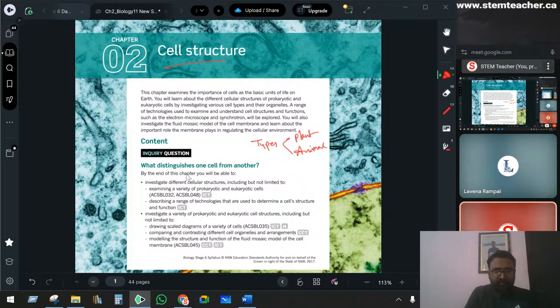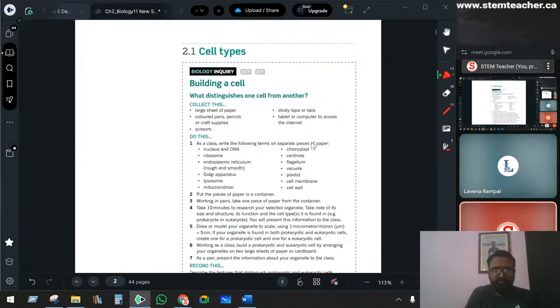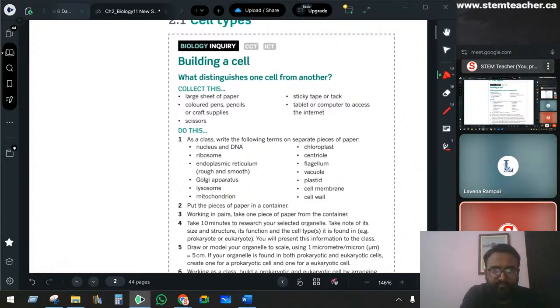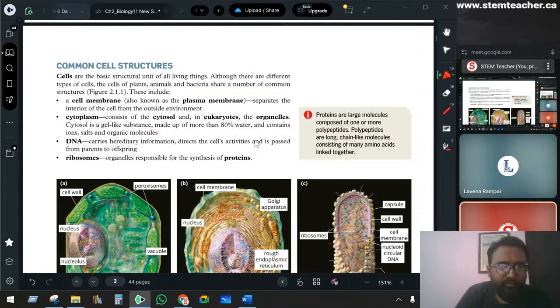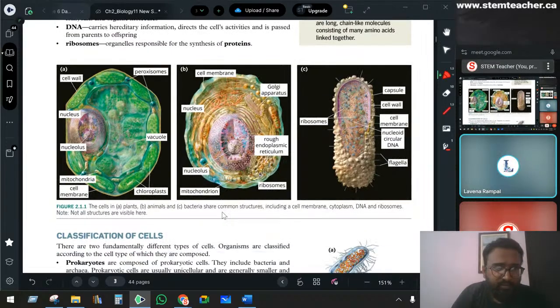Okay, so here, cell types. These are the parts of the large sheet of paper. It is one activity he wants to do. Common cell structures. They are common because there are two cells, as I said: one is a plant cell, another is an animal cell. Basically, we have to discuss these two, plant cell and animal cell. And there is bacteria also, which has common structures.